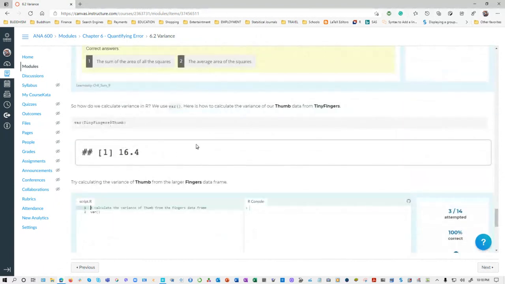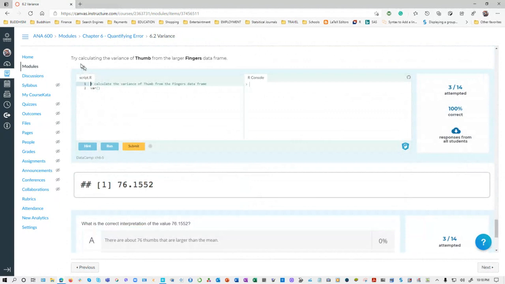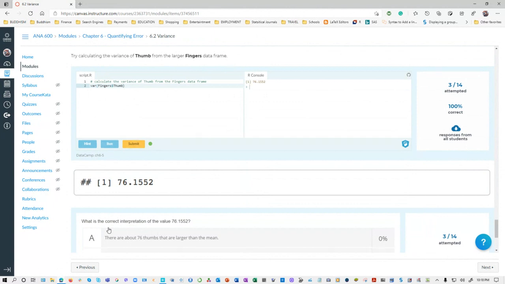The same way as the tiny fingers data, now we're going to see. Try calculating the variance from the large fingers data. Go and do the variance of that one. Calculate the variance of the fingers data. You can go with fingers and thumb. That's the same thing.